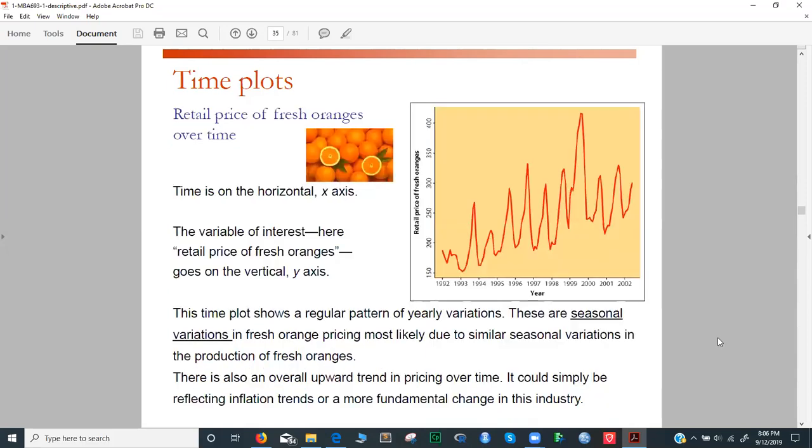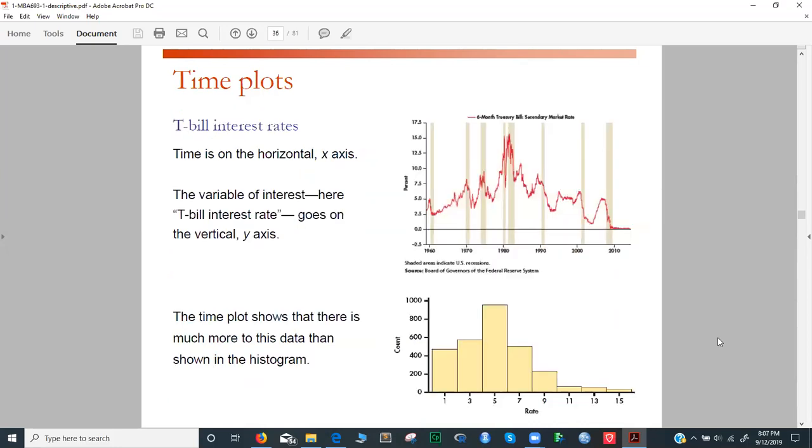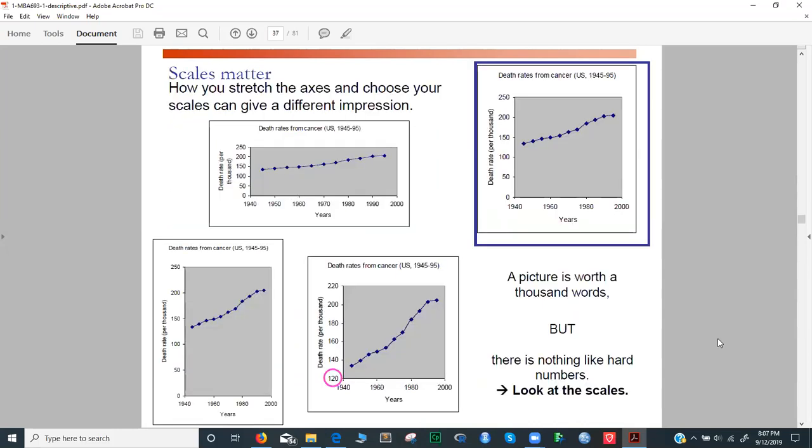Let's see. Yeah, okay. We got oranges. Obviously, that has a seasonal component as well. Selling oranges. Again, we're back to this T-bill interest rate sort of thing, and we're representing this thing with the graph up top and a histogram on the bottom.